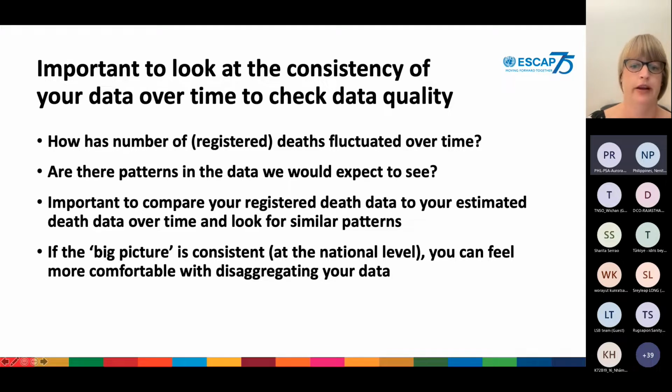It's important to compare our numerator and our denominator, so our registered deaths to our estimated deaths. Do we see similar patterns? Do they look very similar? Or are there things that are quite obviously different that maybe aren't explainable? If we look at the big picture, say at the national level, or even just by sex, then we can feel a little bit better about disaggregating to lower levels. If at the higher level things look pretty good or consistent, then we can feel a little more comfortable starting to dig deeper in our inequality assessment.